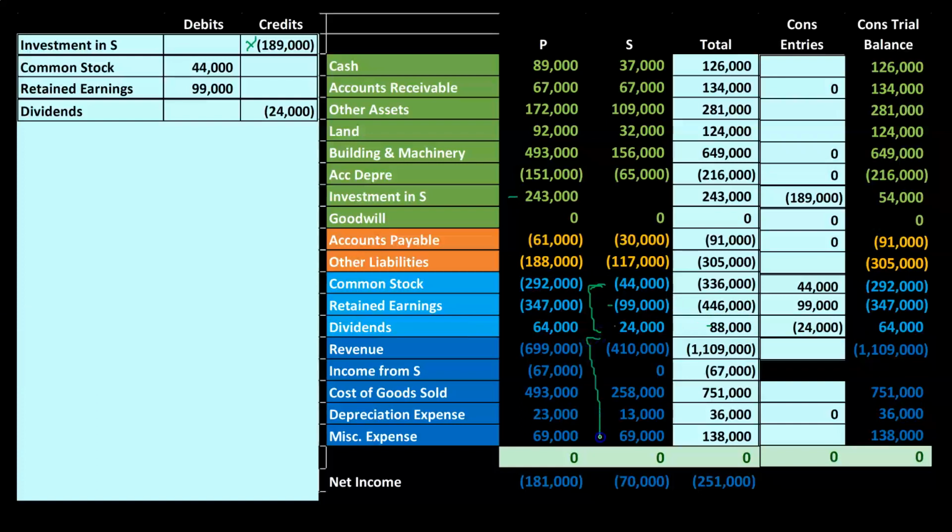So now we have removed basically the equity section up top for S, and now we are in essence going to remove the income statement accounts down below, but we're not going to remove each line item. We're typically going to remove this number, right? The 67,000 reflected on P's books.